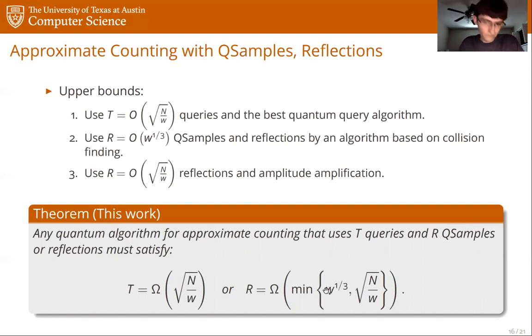So either we need like W to the 1/3 QSamples or reflections, or root n over W QSamples or reflections. And in particular, this is also not polylogarithmic in n, unless, once again, well, if W is really small, then this algorithm is good. If W is really big, then these two algorithms are good. But if W is kind of in between, then neither of these algorithms is going to be too efficient.